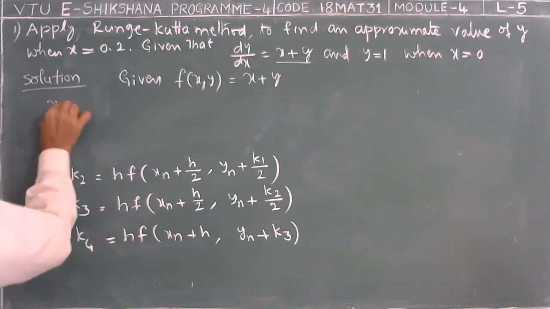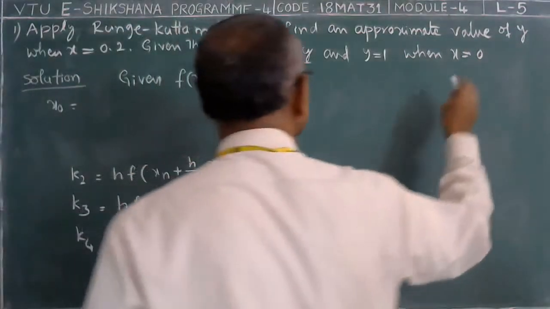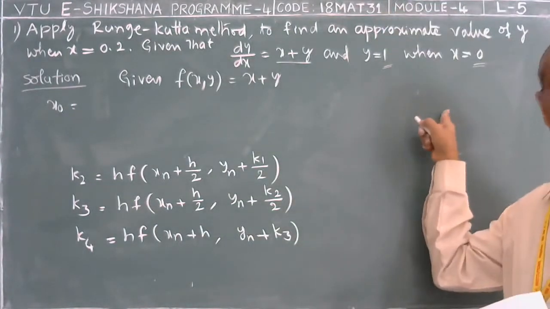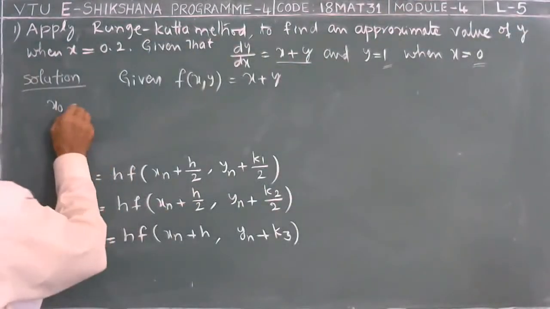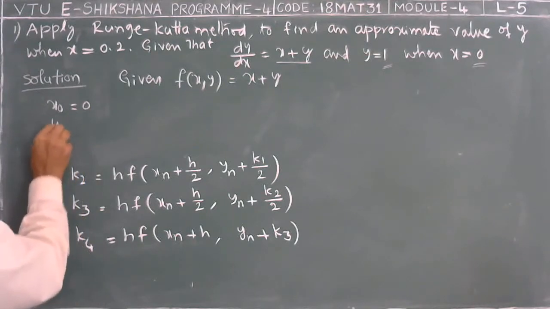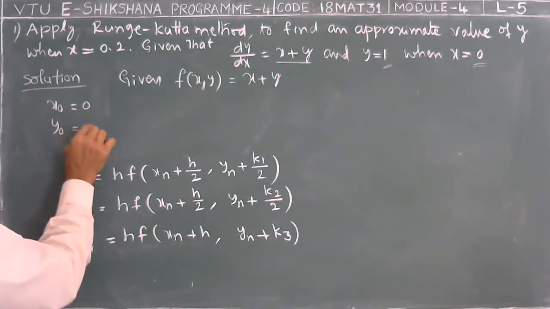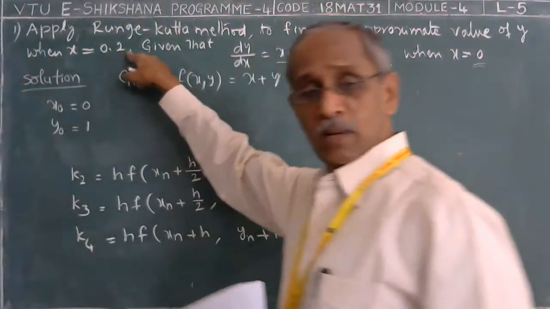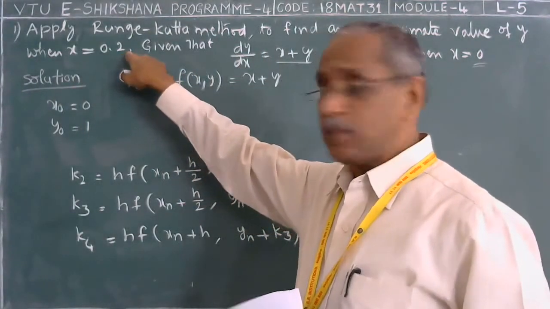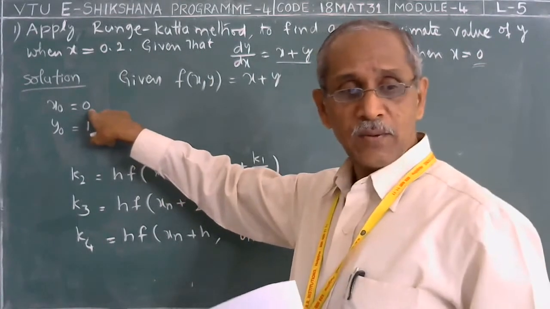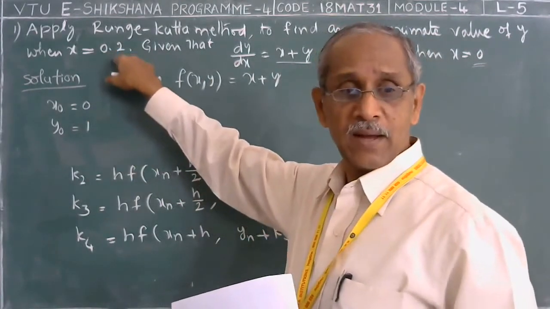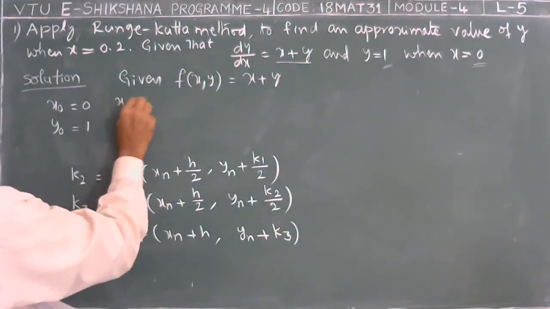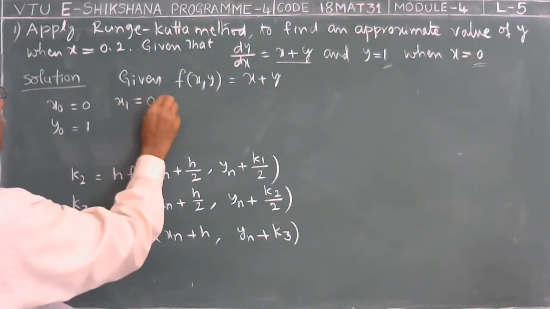And x naught, this is your initial condition, y is 1 when x is equal to 0. So x naught is given to be 0, corresponding y naught is given to be 1. Next value of x, what you see in the problem, the immediate value greater than 0, there is only one value of x. So I can take this as x1 is equal to 0.2.